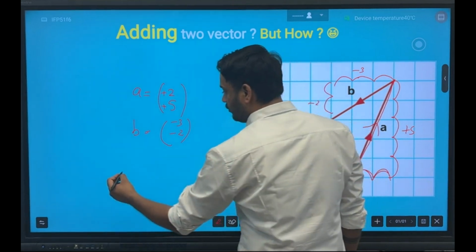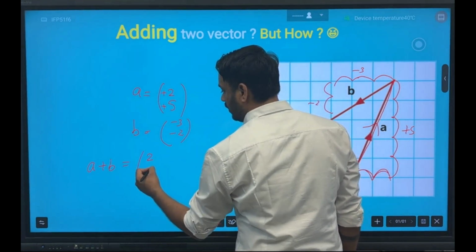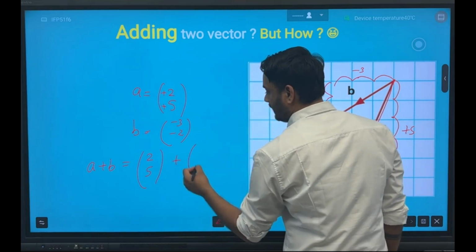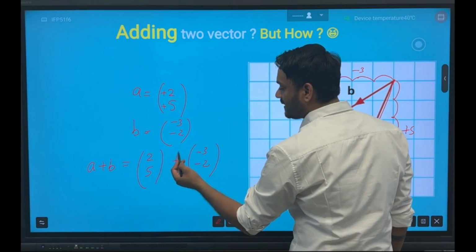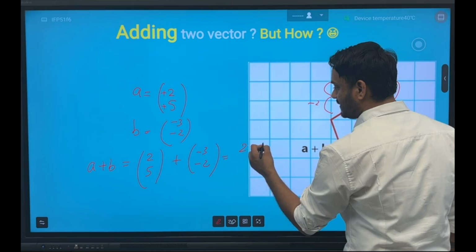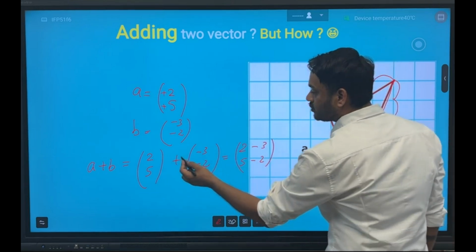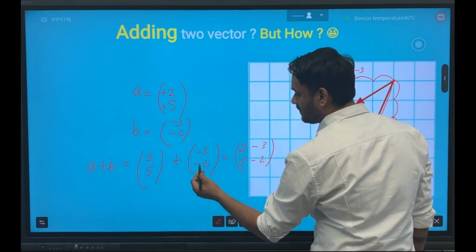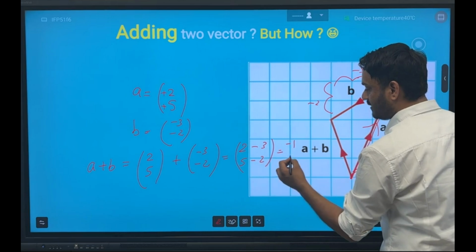Very simple. You write this together. a plus b will be equal to 2, 5 plus minus 3, minus 2. Now what will we do? 2 plus minus is minus. So I'll write it this way: 2 minus 3 and 5 minus 2. Why? Because plus minus is minus. So 2 minus 3 is minus 1 and 5 minus 2 is 3.